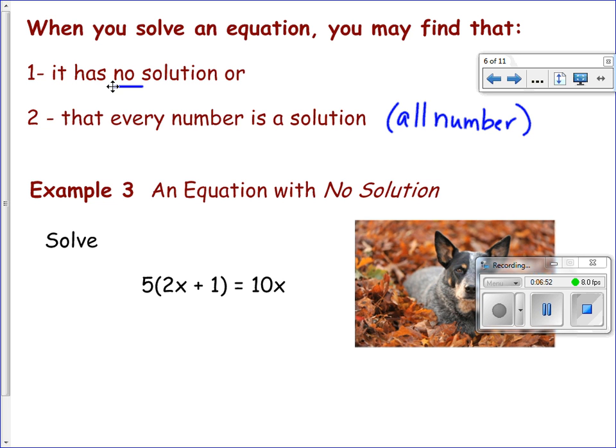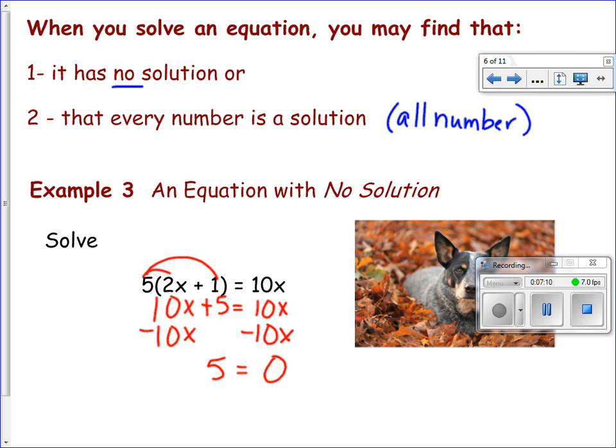Let's simplify the left-hand side of the equation. 10x plus 5 equals 10x because we use the distributive property. Now if I subtract 10x from each side, I have 5 is equal to 0. 5 is not equal to 0. So this answer, when you have a problem like this, you will put no solution after you show your work for this. The statement 5 is equal to 0 is not true, so the equation has no solution.